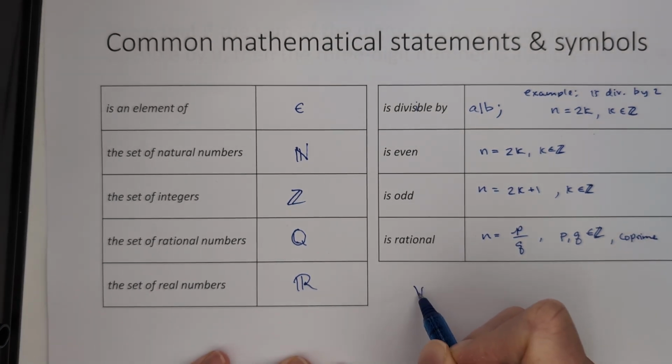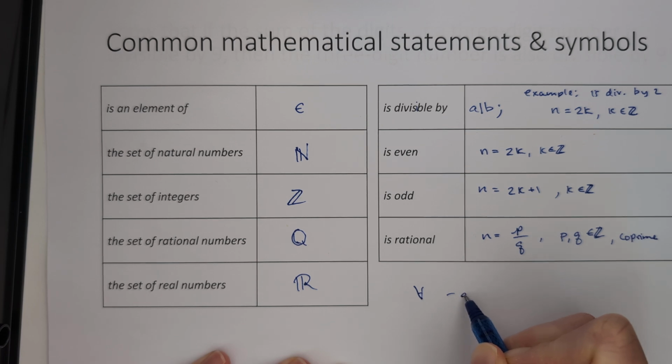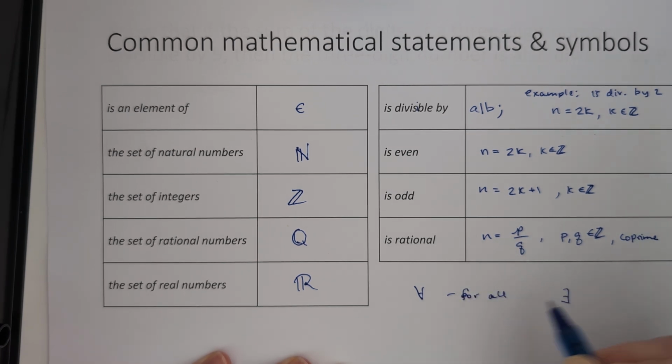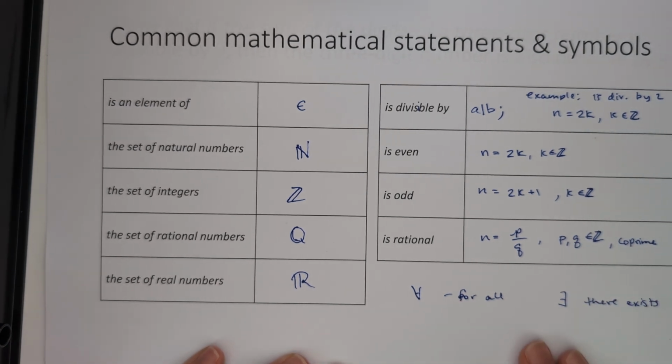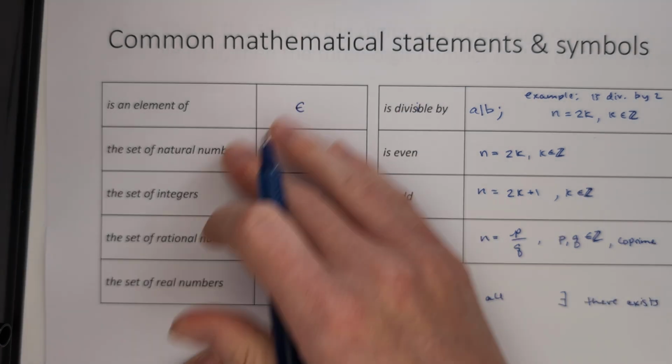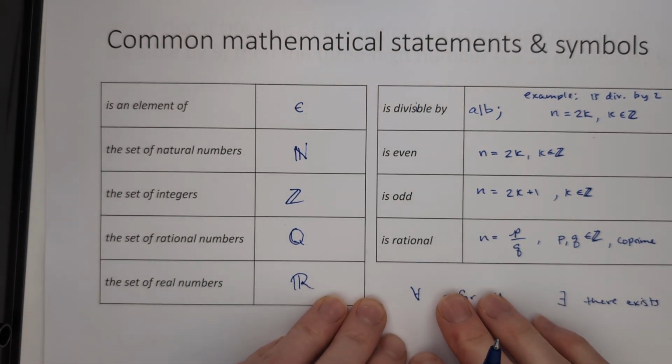You may also see, for example, this, which is for all elements in something. You may see something like this, there exists, but we can also write out the words for those. It's not a problem here. You will see them a lot. You already have seen a lot of them, and we can use them going forward.